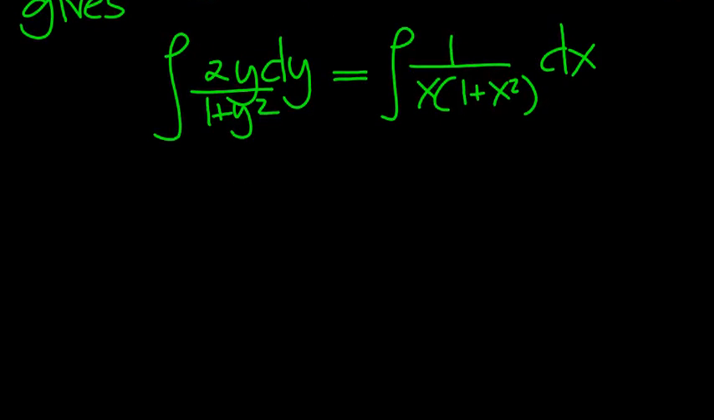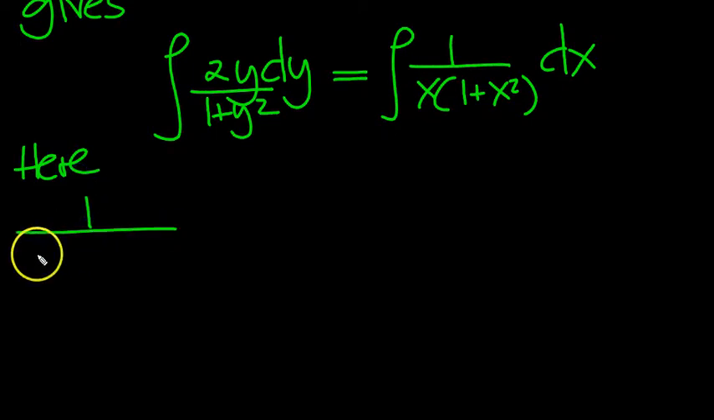So what have we got here then? Well, first of all, this is a function of a function. This underneath differentiates to 2y, so this looks like a log. Here, this is going to be a partial fraction, I think. So let's have a closer look at that, shall we?